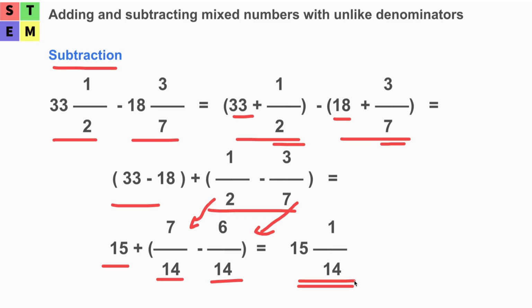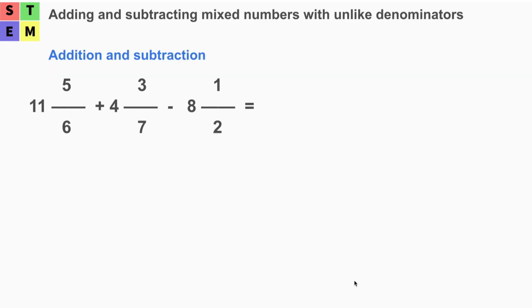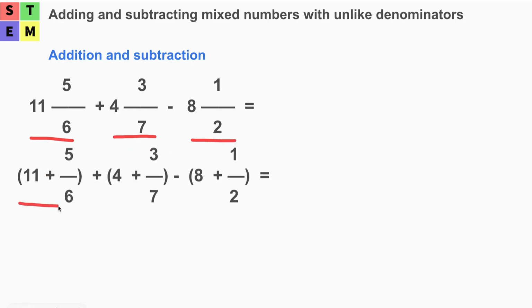All right, so the next example is addition and subtraction together. We first got 11 and 5 over 6 plus 4 and 3 over 7 minus 8 and 1 over 2. So what we're gonna do, think about it logically, right? We are going to separate them as we've done in the previous examples. So we got 11 plus 5 over 6, right? And 4 plus 3 over 7.